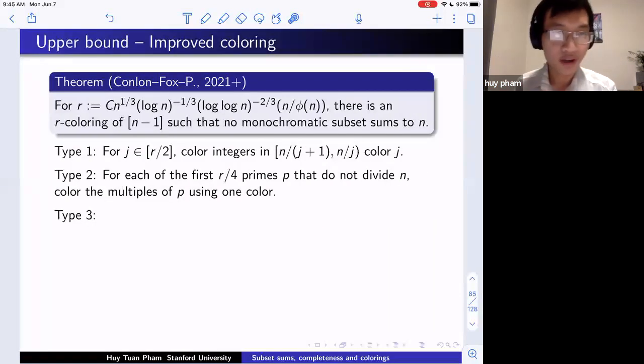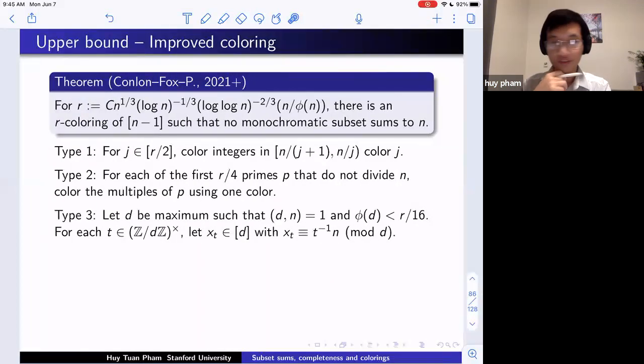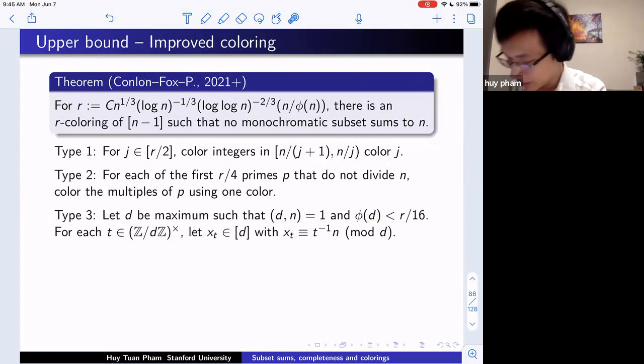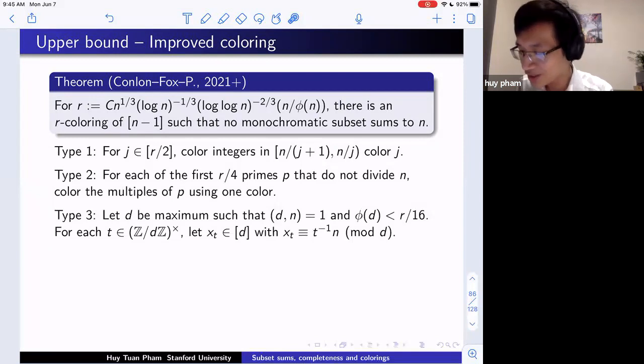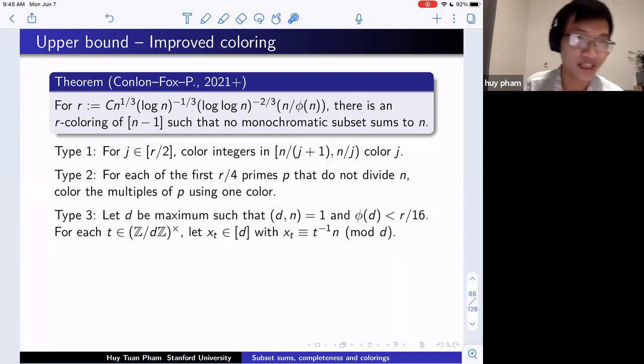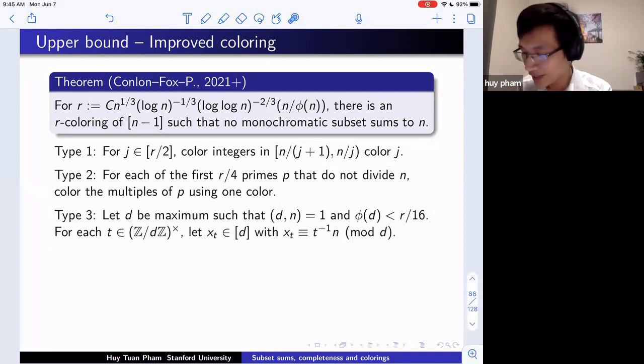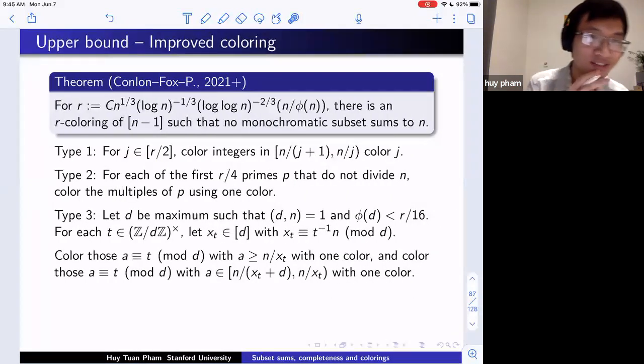So for the third type of color classes, we'll choose some d so that d is co-prime to n, d is large, and phi of d is small. And now, once we have fixed such a d, for each t that is co-prime to d, we'll let x_t be one integer from 1 to d with the property that x_t is congruent to t inverse times n modulo d. And for each such t, we consider two color classes.